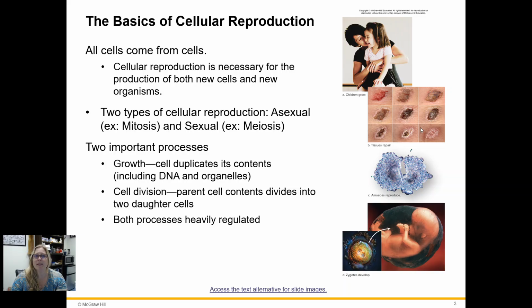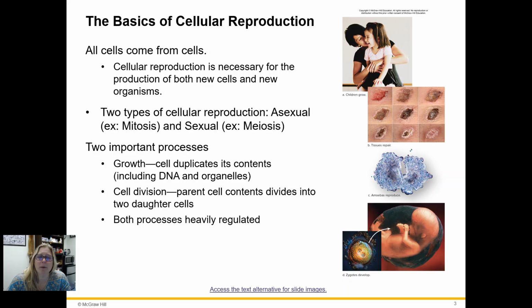What is the basis of cellular reproduction? Well, cellular reproduction is how organisms grow and repair. If you've ever gotten a cut, you don't still have that cut because your cells repaired themselves. They replaced the ones that were damaged or broken or lost. And so we know that as such, all cells come from other cells. Okay, and this is really important for both the growth of individuals and new individuals being produced. If this didn't happen, then life would not exist.